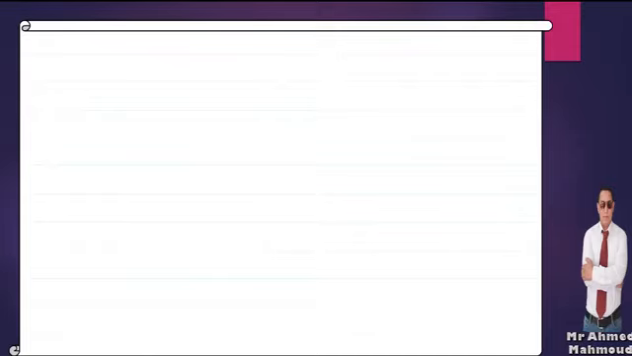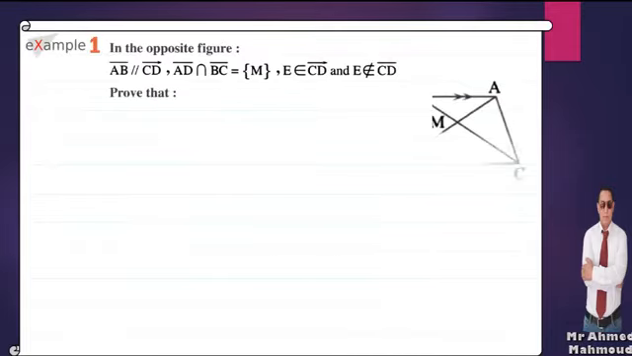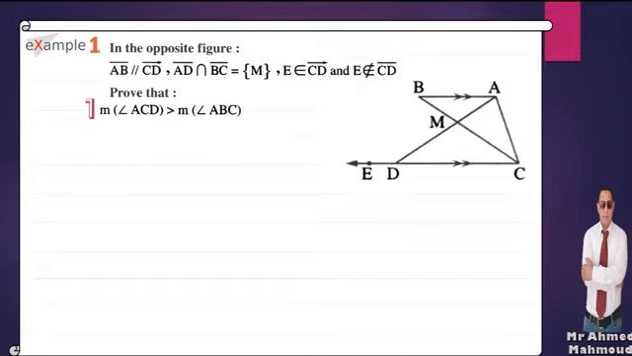Here in this example, in the opposite figure, AB is parallel to CD. Okay, AB parallel to CD, and AD intersects BC at M. E does not belong to CD, or E is not inside the line segment CD. Okay. Number one, I need to prove that the measure of angle ACD is greater than the measure of angle ABC. Angle C, the whole angle C, is greater than angle ABC.